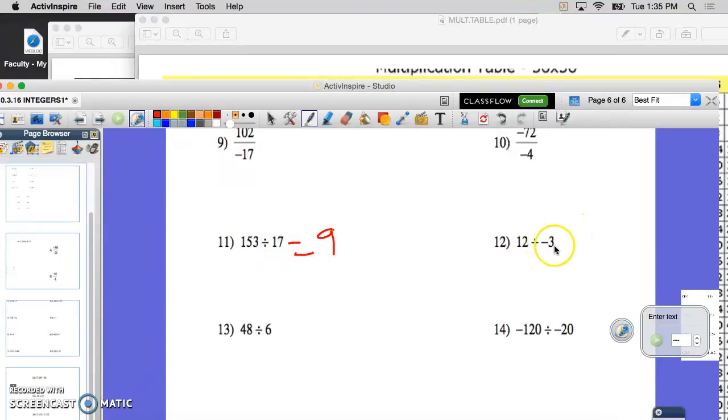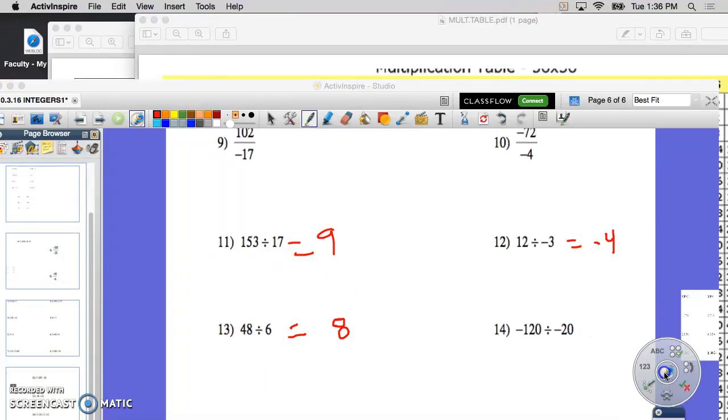Number 12, how many times will 3 go into 12? You can look in the chart, or you may already know. That's going to be 4. My answer here is going to be negative 4 because positive divided by a negative is a negative. 6 will go into 48 how many times? Look in your chart if you need to. If you do, you realize the answer is 8. And a positive divided by a positive, your answer should remain positive.